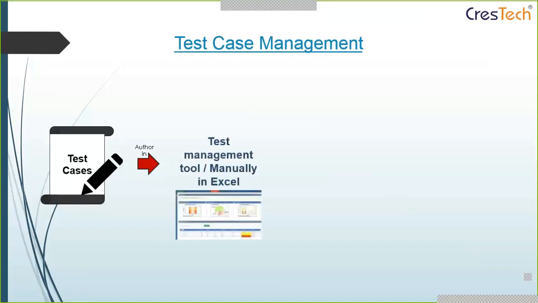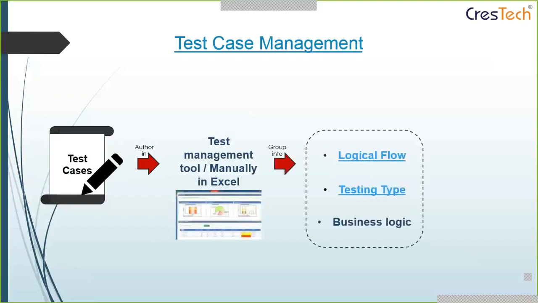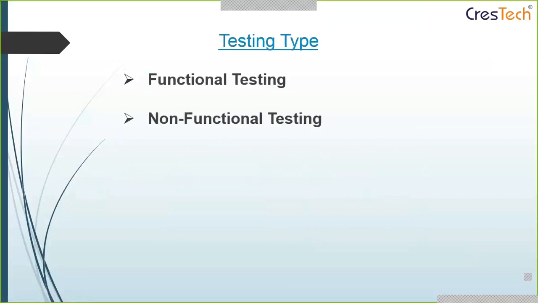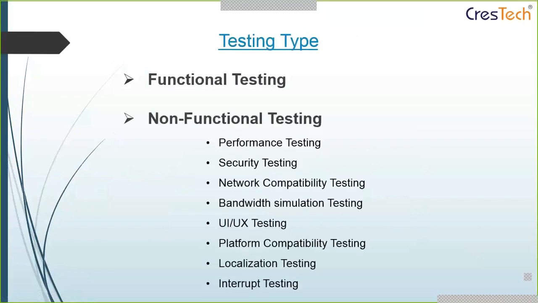So moving ahead, once the test cases are in place, they can easily be clubbed together into business flows, logical flows, or different testing types based on the requirements. When we talk about logical flows, it can be the user stories or even end-to-end flows. Clubbing your test cases into different testing types is required because there are two kinds of testing types: functional testing and non-functional testing, and then there are subcategories.